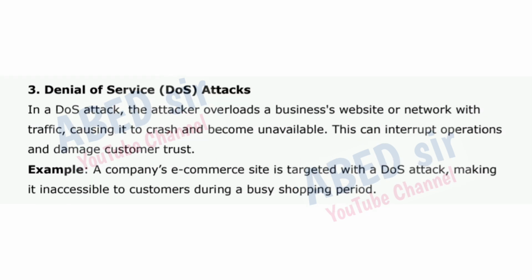3. Denial of Service, DoS, attacks. In a DoS attack, the attacker overloads a business's website or network with traffic, causing it to crash and become unavailable. This can interrupt operations and damage customer trust. Example: a company's e-commerce site is targeted with a DoS attack, making it inaccessible to customers during a busy shopping period.